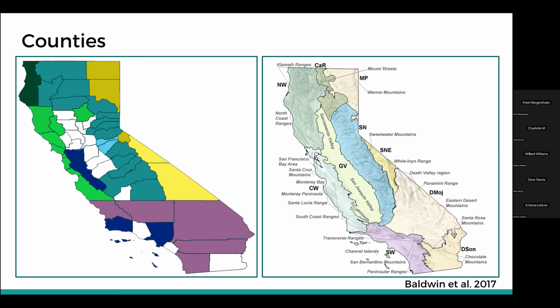As you can see, there's still many gaps. So the white counties are the areas that we just didn't have enough records from to confidently put them into one group or another.